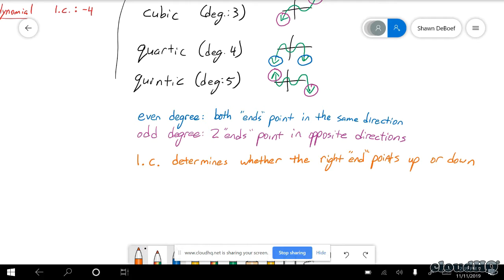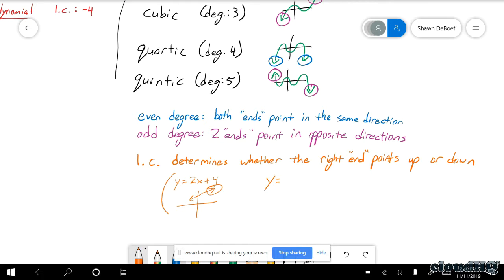For example, think about y equals 2x plus 4. If we graph that, we'd go to 4, and then we do our rise of 2 over 1. What direction is the right end pointing? Is it pointing up or is it pointing down? It's pointing up. And our leading coefficient was a positive 2.